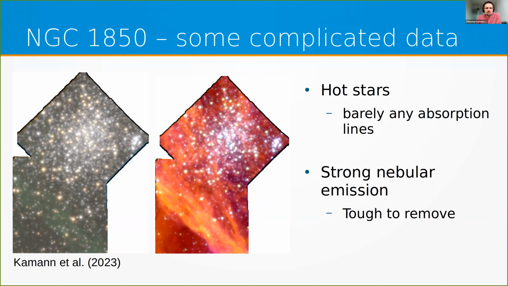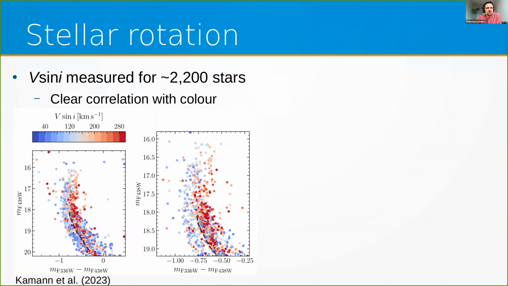But I hope I can convince you in the following that we still got some exciting results out of this data nevertheless. So here are the stellar rotation measurements for this cluster. We were able to measure V sin i for about 2,200 stars.